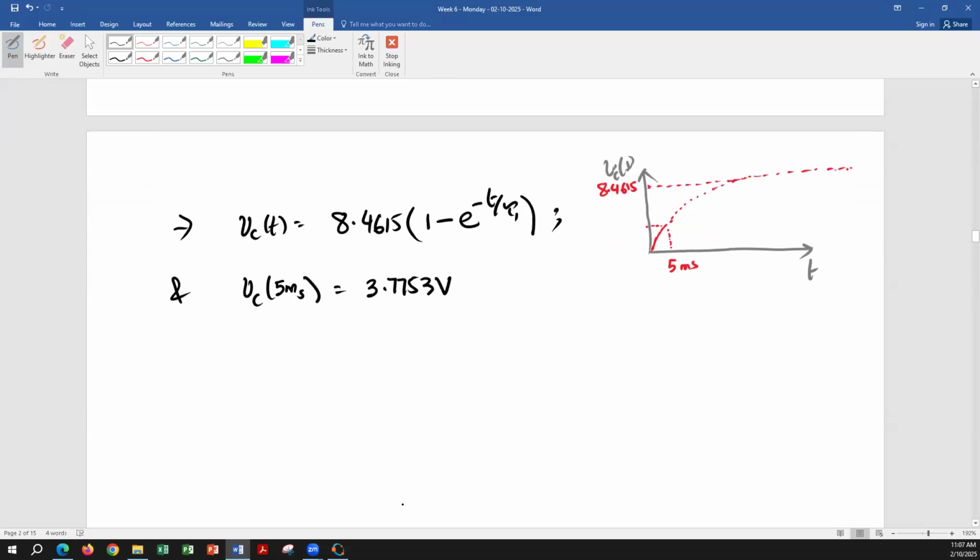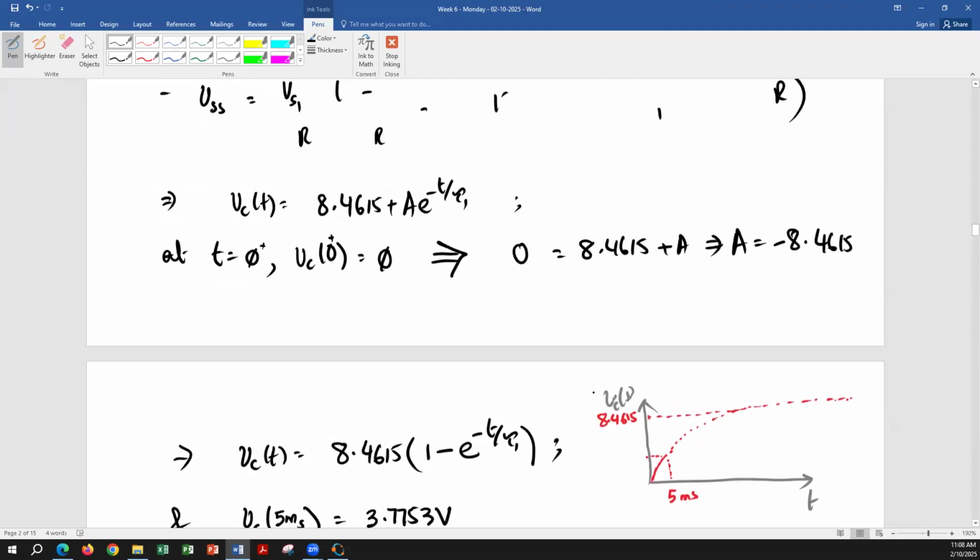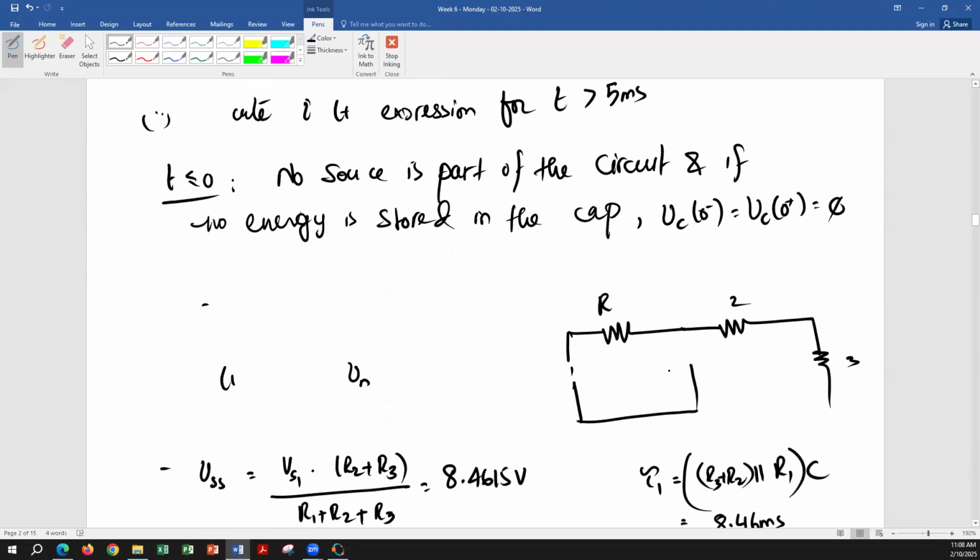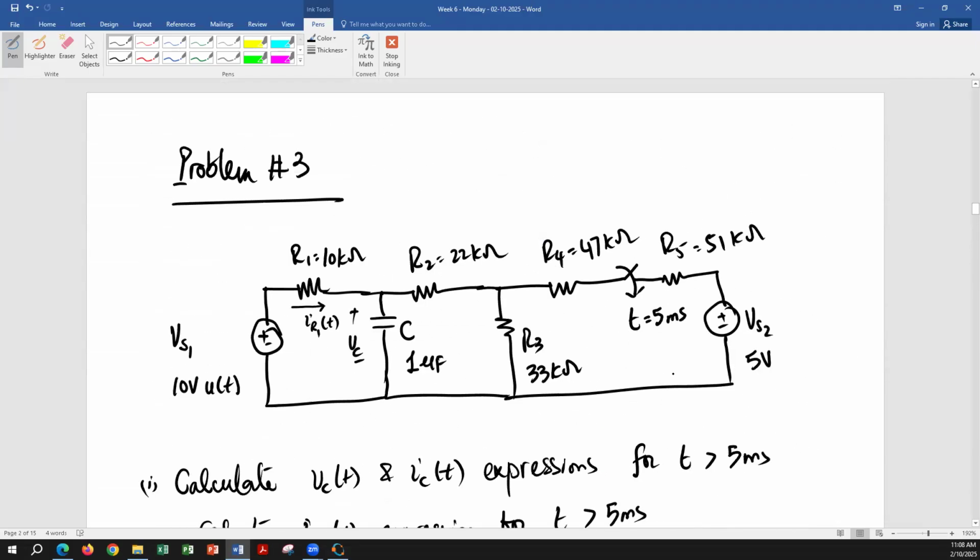Now the second phase. T greater or equal to 5 milliseconds. Because the second change is happening at 5 milliseconds when the switch is going to come and become part of the circuit. Hence, both sources are going to be part of the circuit at that time.